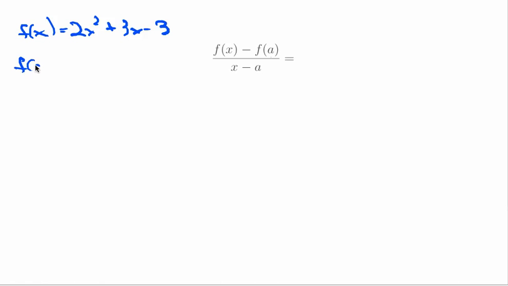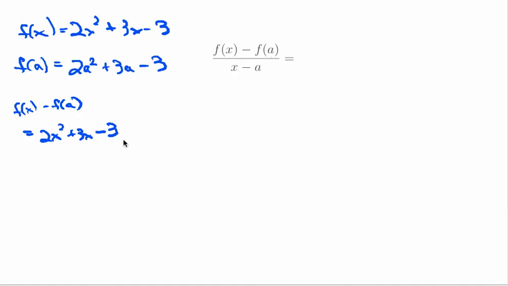f of a, the next thing in the numerator, is simply what I get when I plug a in for this function. That gives me 2a squared plus 3a minus 3. Now I've got to subtract those two things. So let's set that up: f of x minus f of a. Let's tuck it down underneath here. Here's f of x.